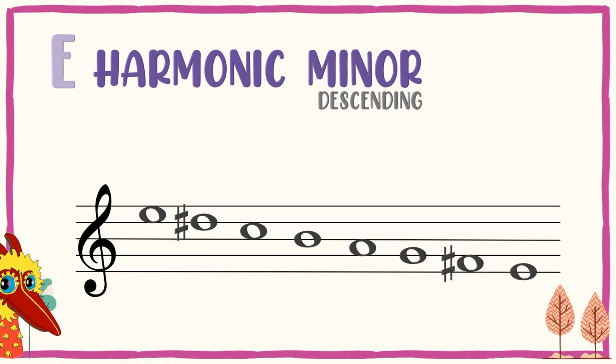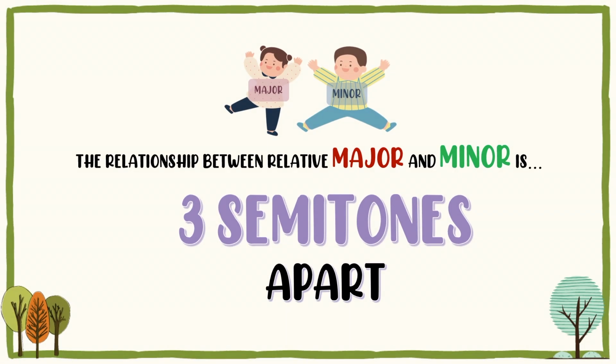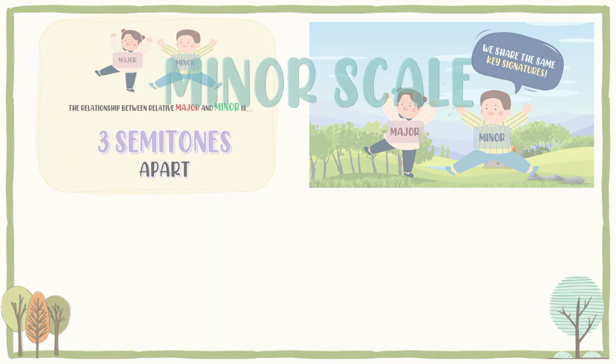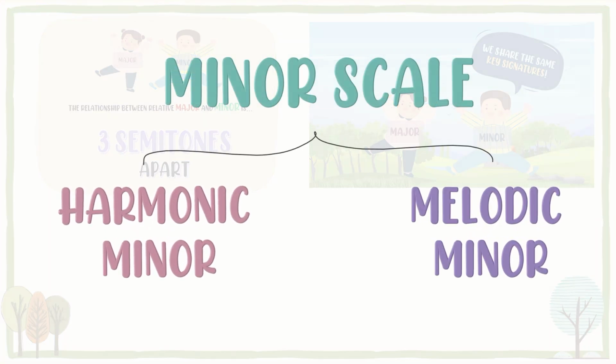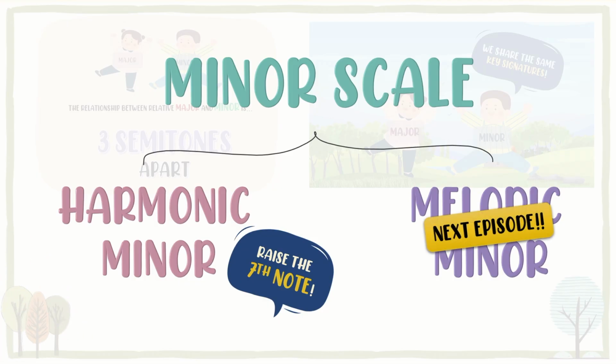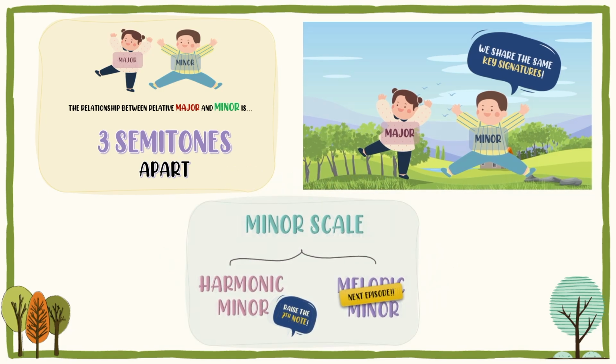Very good! Let's do a recap for today's lesson. Firstly, we know that the relationship between relative major and minor scales is they are 3 semitones apart. Then, we learned that relative minor and major scales share the same key signature. And lastly, for the harmonic minor scale, the 7th note is raised by a semitone. Teacher, what about the melodic minor scale? We shall cover that in the next episode. So stay tuned for the next episode to find out.